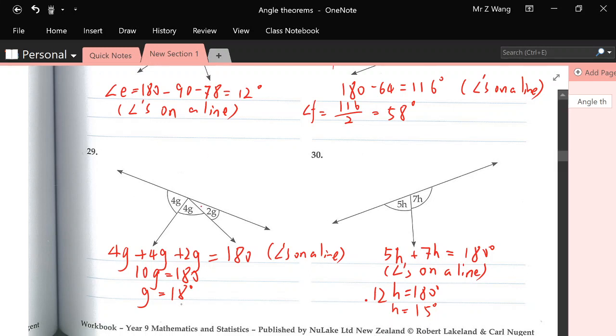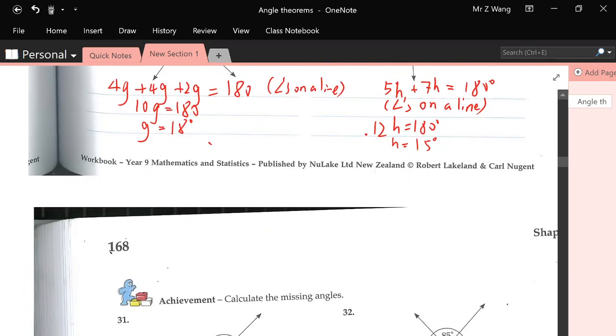You have to also figure out the angles. So this angle is 4 grapes, so it's 18 times 4. This is 72, and this is also 72. And this is 2 lots of grapes, which is 36. And you can verify they add up to 180. Figuring this as h equals 15, so 5 times 15, which is 75 degrees. And this is 105 degrees. I hope this angle on a straight line makes more sense.